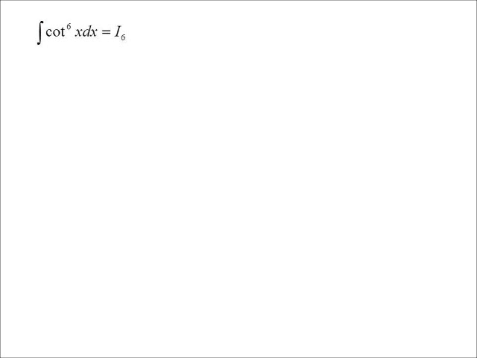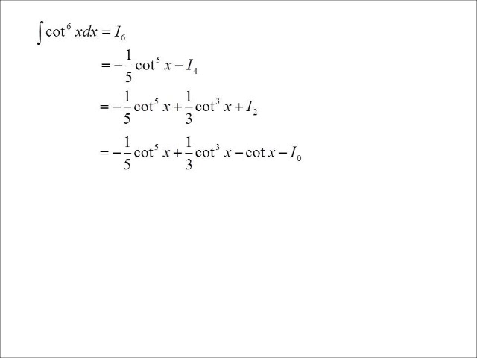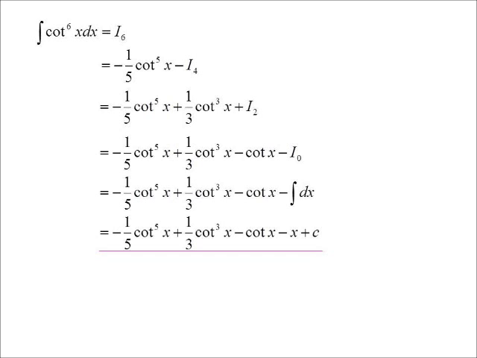Alright, now let's work out I6. So I6, using our formula, is minus a fifth cot to the 5 x plus I4, sub in for I4, we reduce to I2. Keep going. Reduced it to I0, that's usually a good spot to stop because a power of 0 will always equal 1. So in this case it's just the integral of dx, which is x.